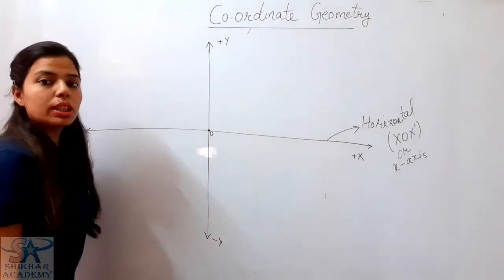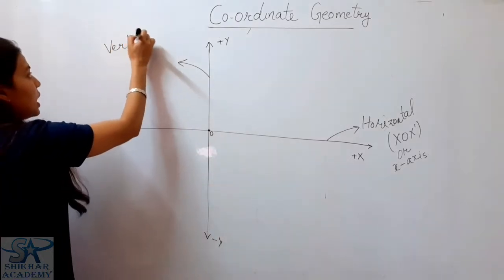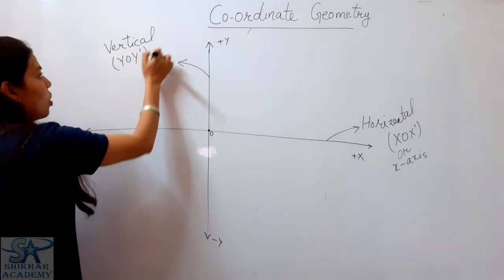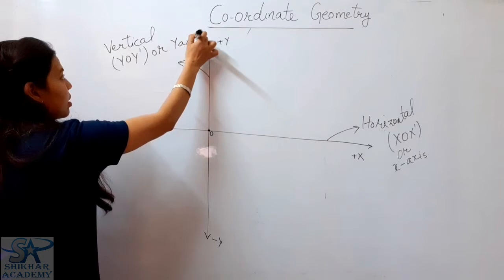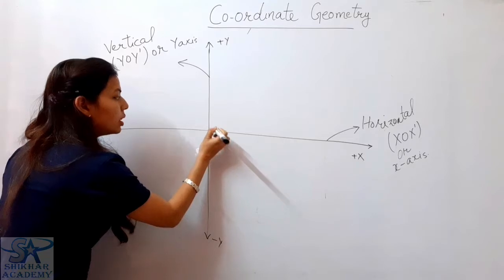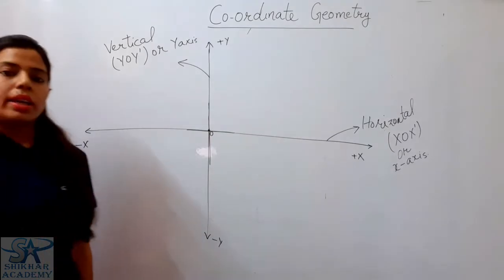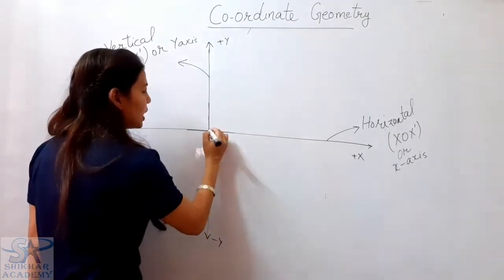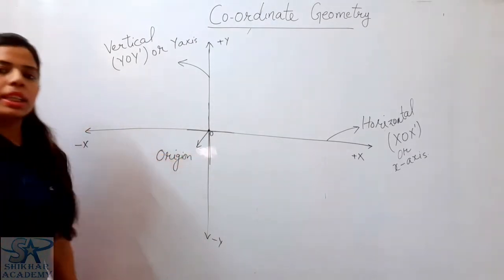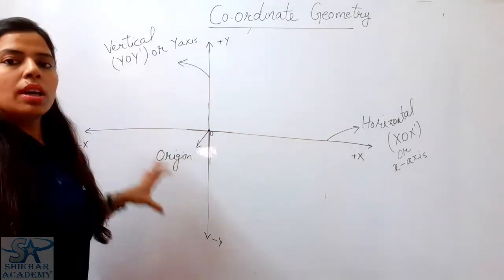If we talk about this vertical line, or we can say standing line, the vertical line is called y o y dash or y axis. Check here where the two axes, x o x dash and y o y dash, meet. This point is known as origin. Right? Origin means with respect to it we map all the other positions.